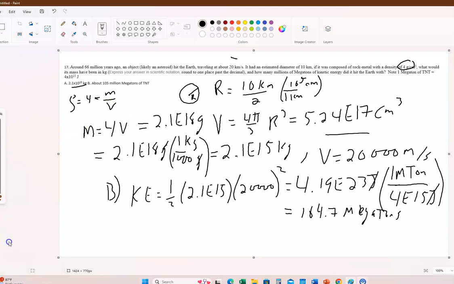This created about a 105 megaton explosion that affected the whole world. There was a giant dust cloud that covered the Earth for perhaps many decades, so lots of vegetation died out. Of course, all the dinosaurs died out. Most animals that weighed more than 10 pounds didn't have enough to eat during those decades of darkness. That's when the dinosaurs ended, and after that was the age of mammals. All right, so that's problem number 17.